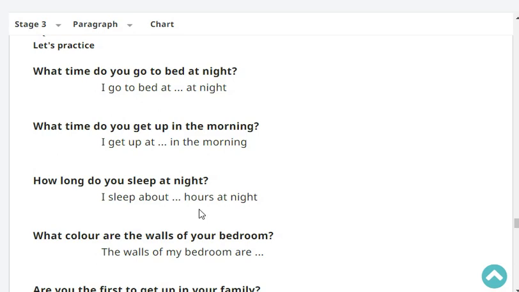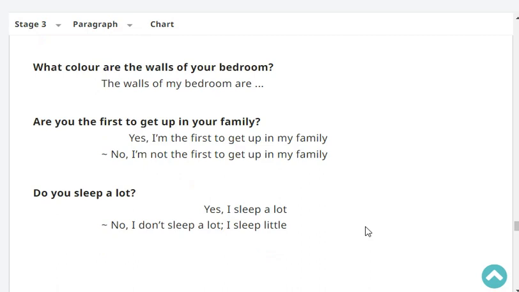7 o'clock in the morning. Very good. How long do you sleep at night? I sleep about 7 hours at night. Well, what colors are the walls of your bedroom?